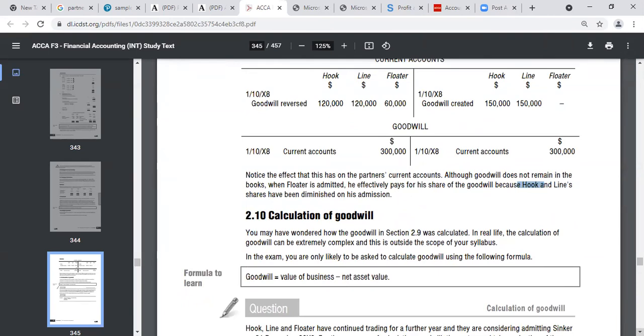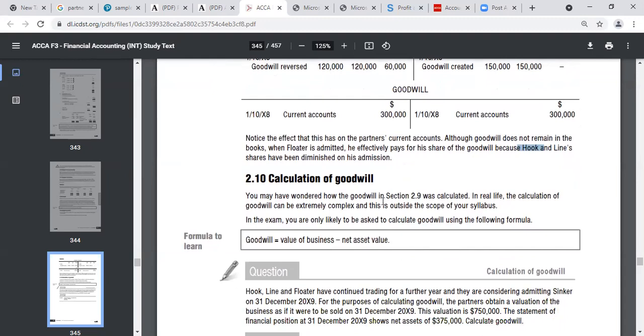So we have another scenario here, which is the calculation of goodwill. In the exam, you are likely to be asked to calculate goodwill. Goodwill is basically the value of the business less the net asset value. In the other question, they actually gave us the goodwill, the 300,000, but just in case they don't give you that, the study guide is telling us to get the value of the business, less the net assets.